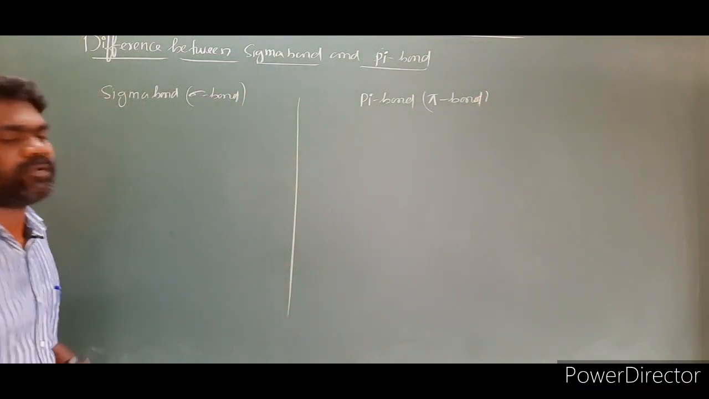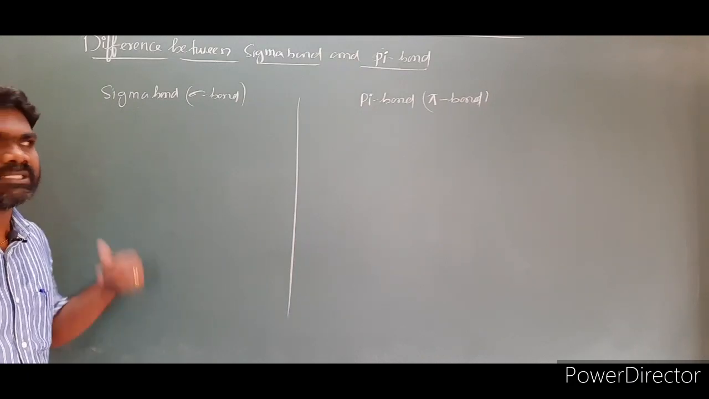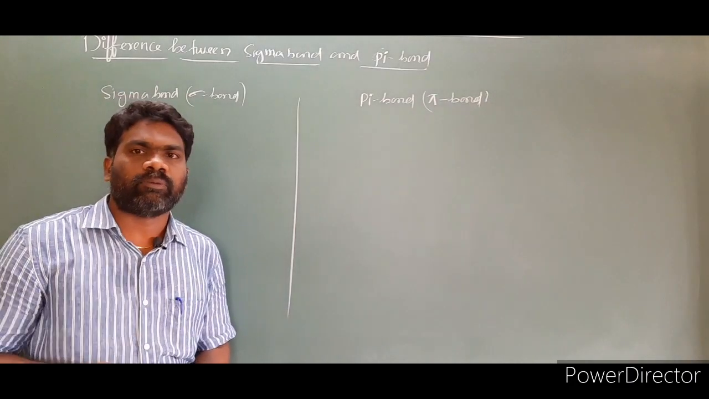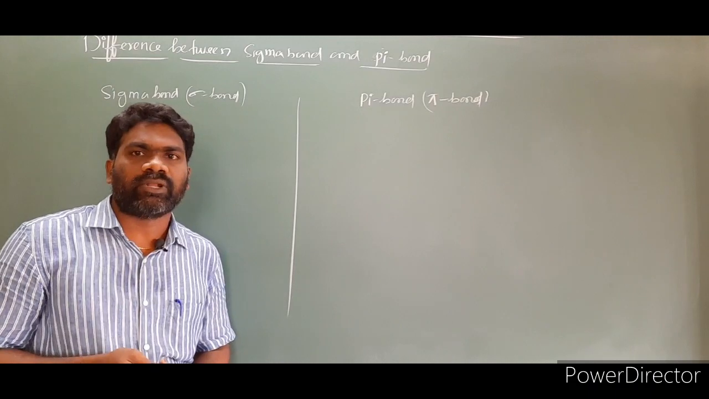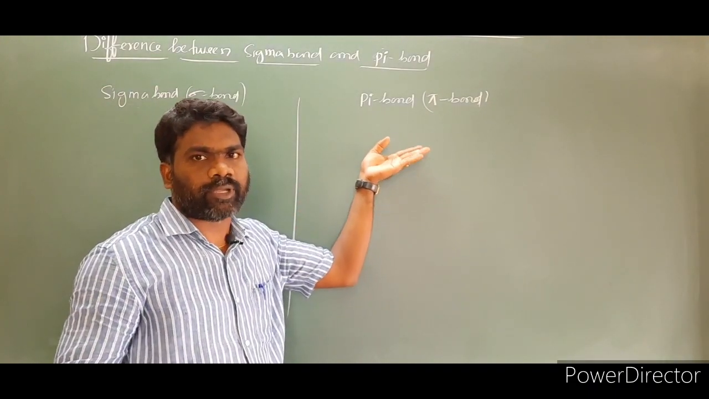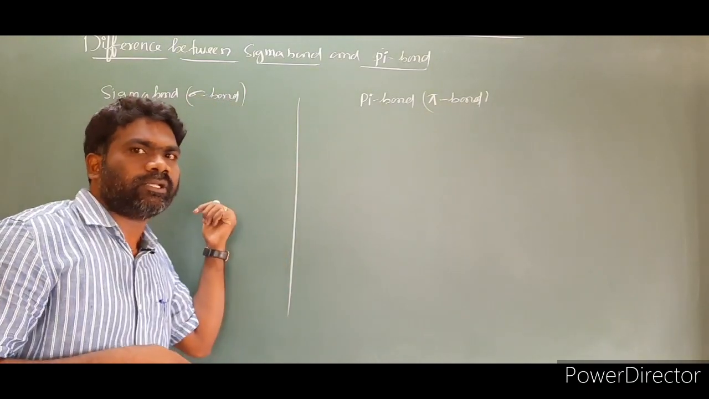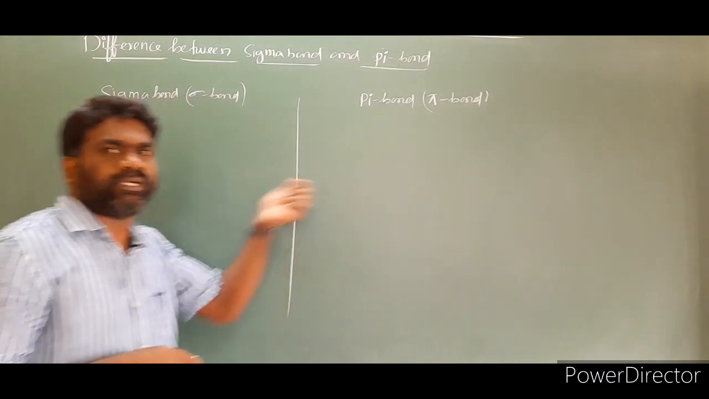Now let us see the difference between the sigma bond and pi bond. Point number 1 regarding the sigma bond, already we discussed this point. Sigma bond is formed by the end to end overlapping of atomic orbitals, and pi bond is formed by the sidewise overlapping of atomic orbitals. This is end to end, this is sidewise.